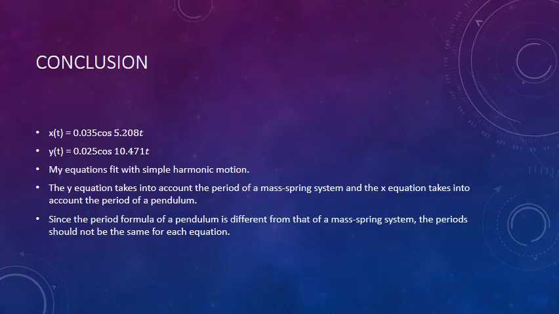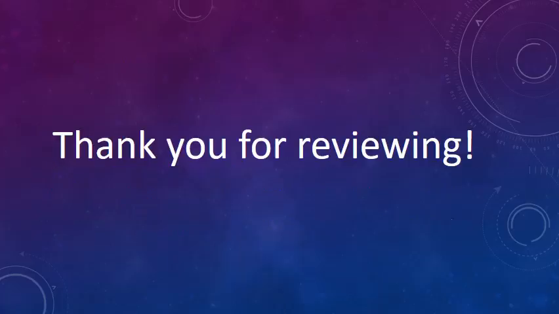Comparing the two periods directly, they are different, as the period in the x direction is double the period in the y direction. Since the period of a pendulum relies on the length and gravity, and the period of a spring relies on the mass and spring constant, it makes sense that these periods are not equal.